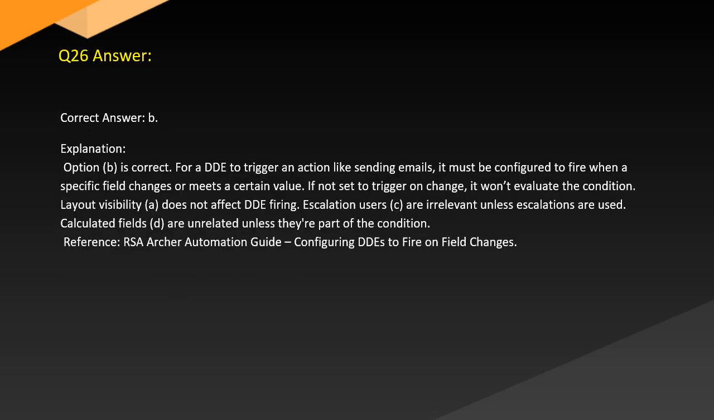Answer. Correct answer B. Explanation. Option B is correct. For a DDE to trigger an action like sending emails, it must be configured to fire when a specific field changes or meets a certain value. If not set to trigger on change, it would not evaluate the condition. Layout visibility A does not affect DDE firing. Escalation users C are irrelevant unless escalations are used. Calculated fields D are unrelated unless they're part of the condition. Reference: RSA Archer Automation Guide, configuring DDEs to fire on field changes.